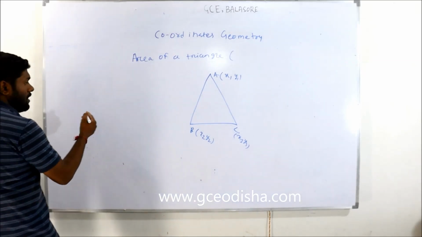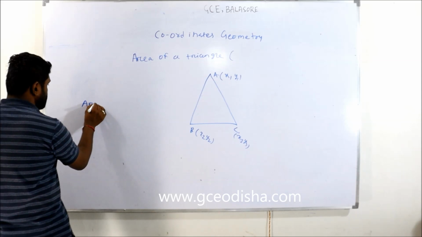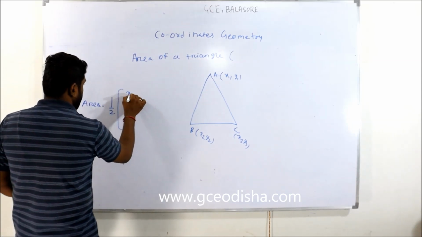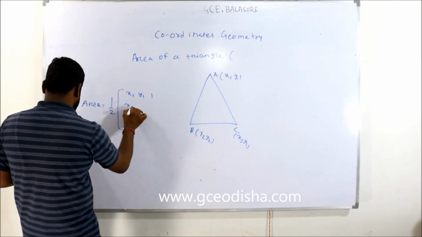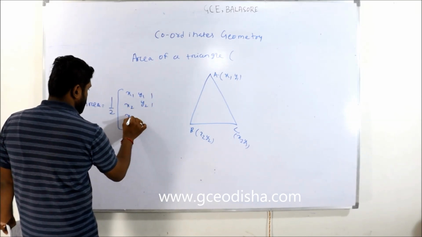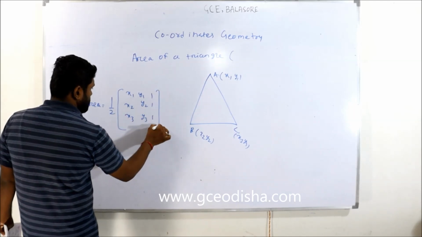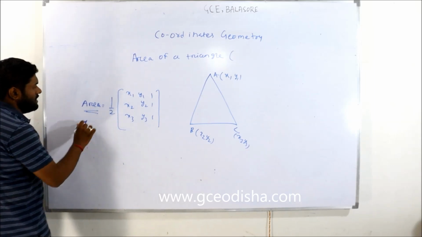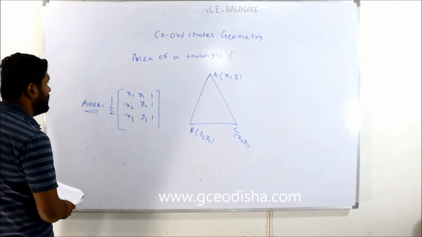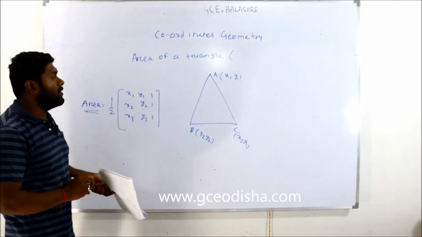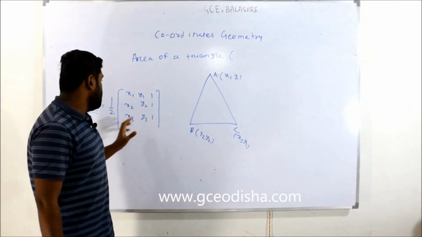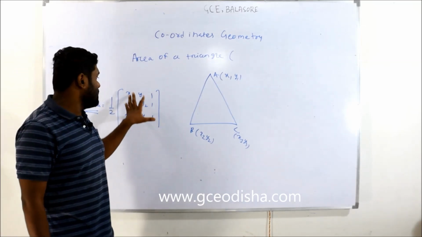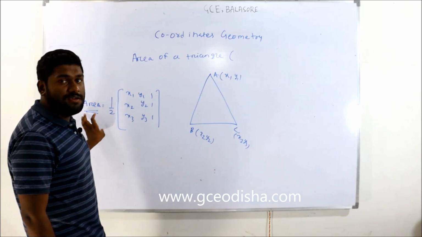This comes easily by using a trick. Area is equal to half into the determinant of x1 y1 1, x2 y2 1 and x3 y3 1. Just find the determinant of this and multiply with half, and we can find the area. This is the easiest way we can do that. When three coordinates are given, use this formula for the area of the triangle.